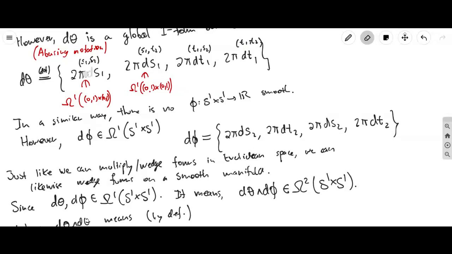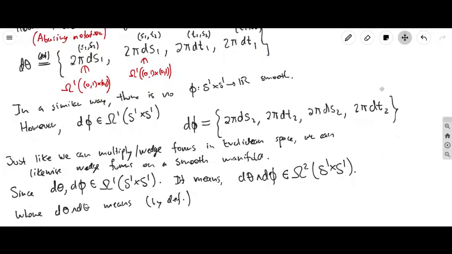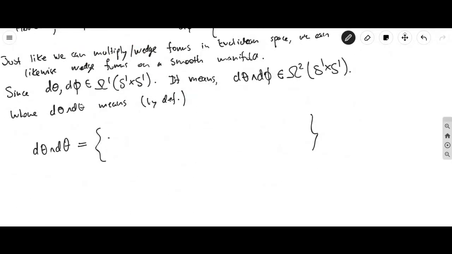So that would be 4 pi squared ds1 wedge ds2. And then you can do it with the other one. The other one will be 4 pi squared ds1 wedge dt2, and then 4 pi squared dt1 wedge ds2, and then 4 pi squared dt1 wedge dt2.